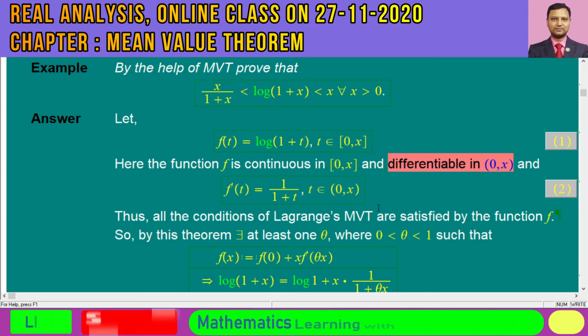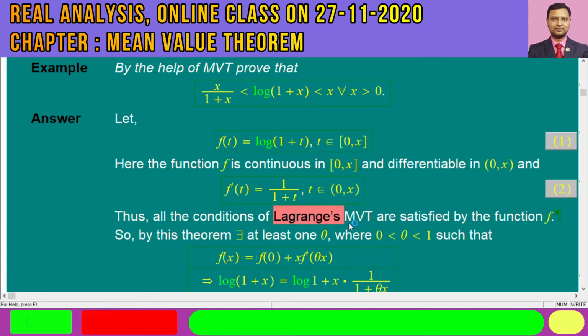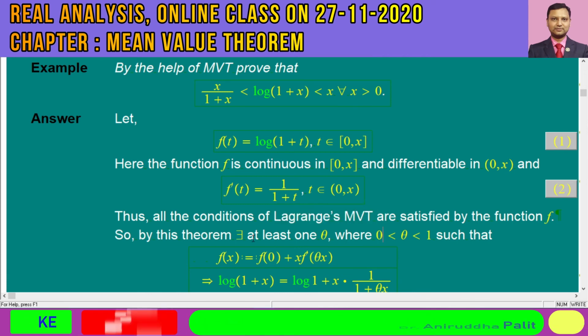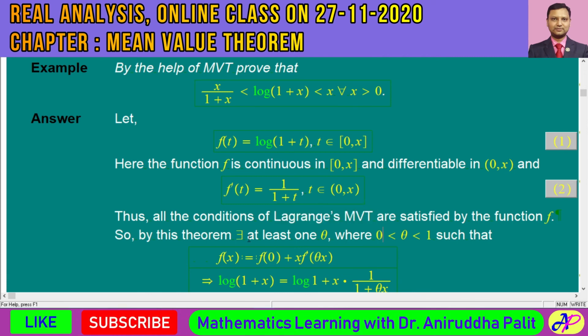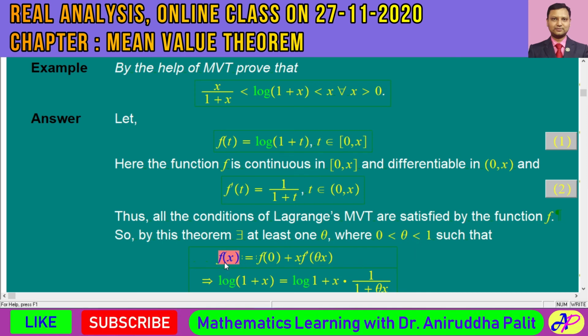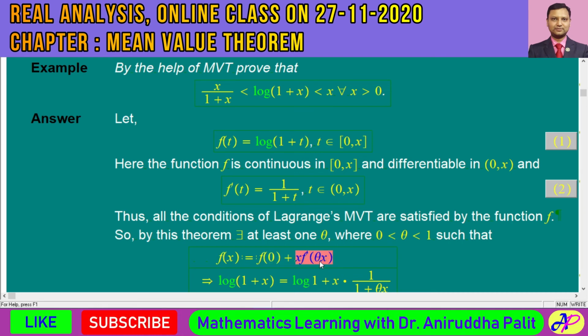And therefore we can apply Lagrange's mean value theorem on the function f. We are considering the Maclaurin's form of the mean value theorem. I told you earlier that Maclaurin's form would be helpful to solve such problems. So by Maclaurin's form of the mean value theorem, f of x is equal to f of 0 plus x into f dash theta x.